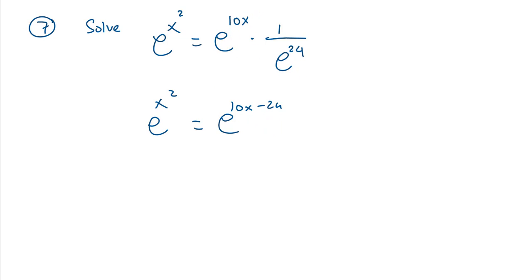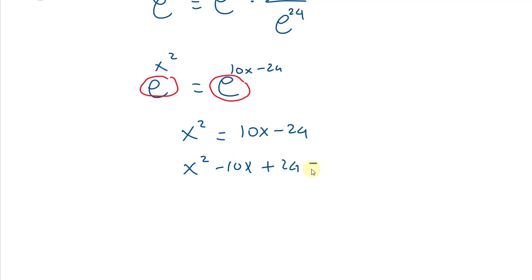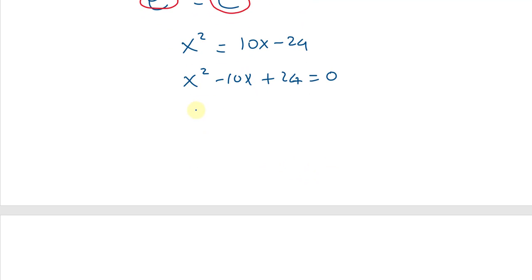And now because they have the same base e, they are equal. That tells me that their exponents have to be equal. Okay, and then I move everything to the left hand side. Subtract 10x and plus 24, making the right hand side 0. And then from here I can solve for x.